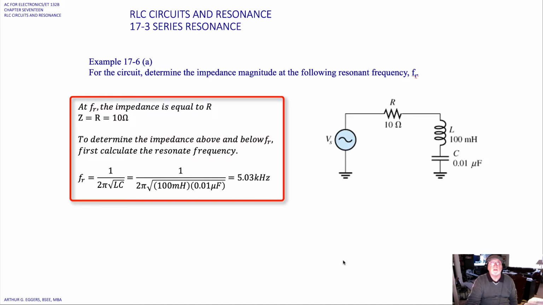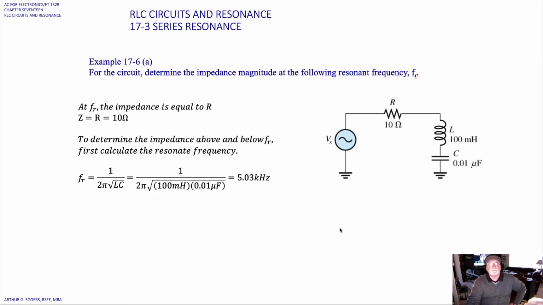To determine the impedance then above and below the resonant frequency, first we need to calculate and find the resonant frequency. To do that, we use that relationship we just learned, 1 over 2 pi, the square root of LC. If we insert our values for the inductor and our values for the capacitor, we get a resonant frequency of 5.03 kHz, so about 5,000 hertz.